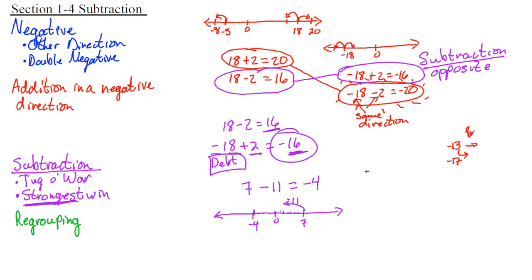Now, you should recognize that 11 minus 7 is 4. You're like, wait a second, those are almost the same thing.